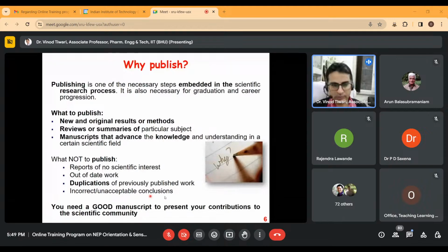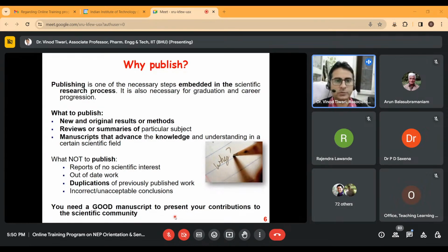Incorrect or unacceptable conclusions. Sometimes the conclusions are unacceptable, or you can say they are incorrect. Those can also be avoided. So for all this, you need a good manuscript to present your contribution to the scientific community. This is why you need to publish: you have done something which you think is original and novel, which can add to the scientific knowledge in a particular area, and people should be aware of it. And definitely it is important for a student to get the degree, and also for faculty, for career progression, it is very, very important.